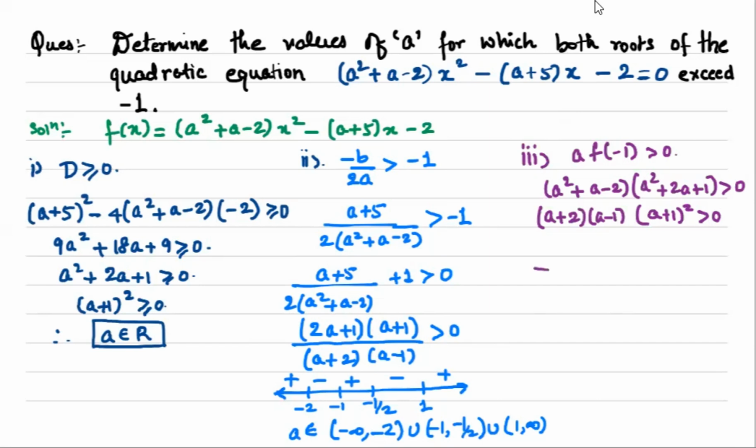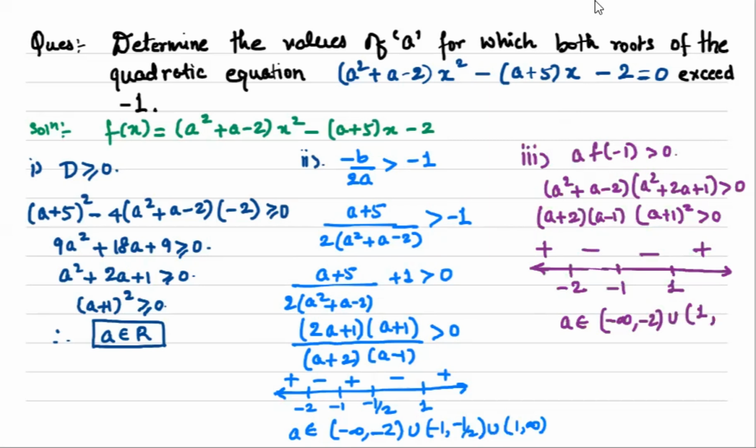So all the roots, if I put them on the number line, we get here minus 2, and then we get minus 1, and then we have 1. And now using the wavy curve method, here we'll get plus, and then negative, negative, and then positive. Okay, so this is what we are going to get. And therefore, a belongs to minus infinity to minus 2, union 1 to infinity.